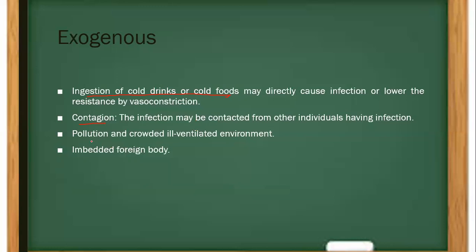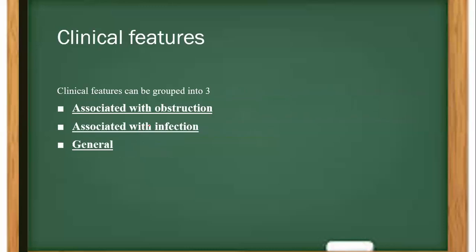Okay. And pollution in crowded, ill-ventilated environment. In a highly polluted area, dust particles can enter the throat. Then an embedded foreign body, any kind of foreign body, can lead to adenoiditis.